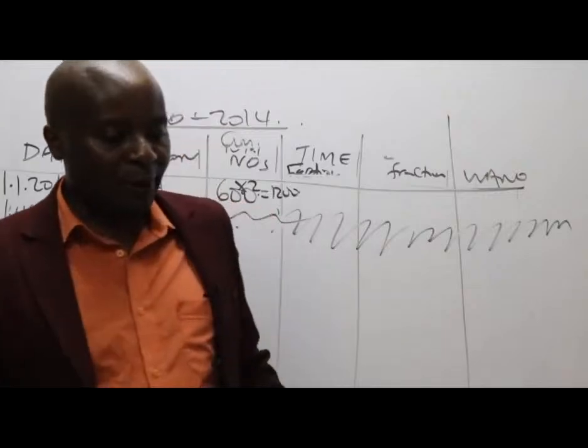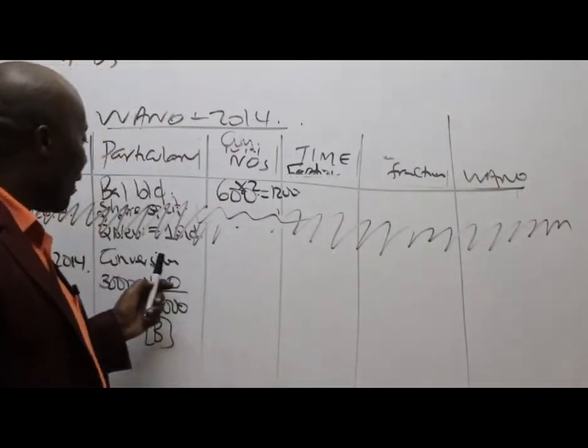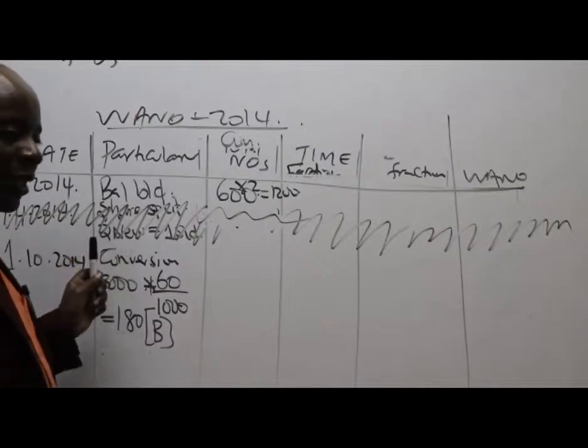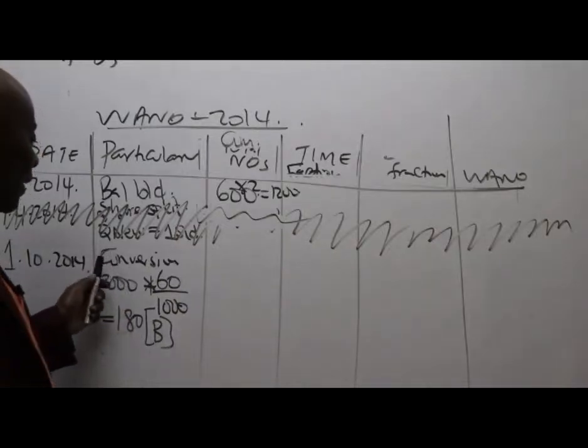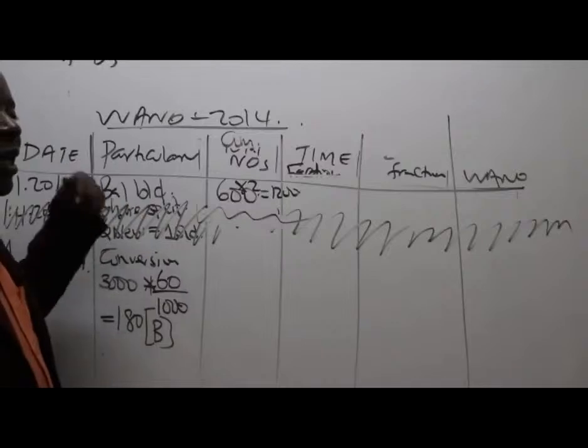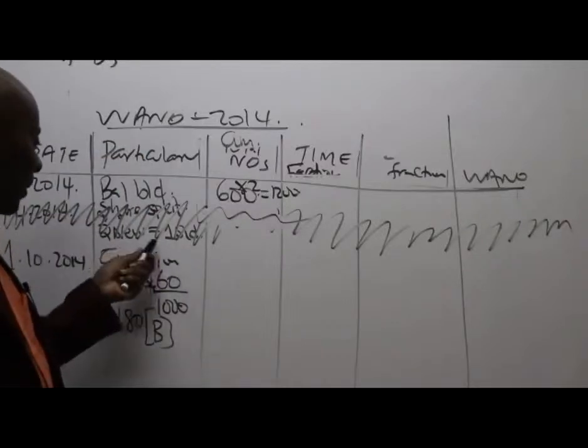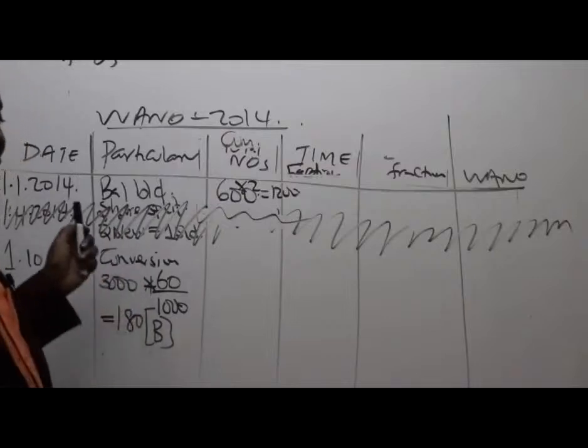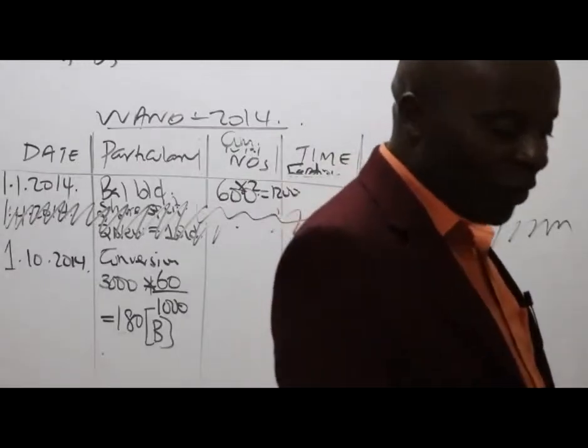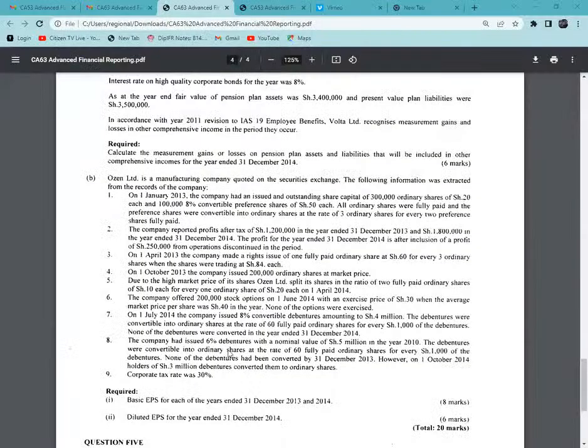Ladies and gentlemen, remember we must keep on using B and A, especially when there is a share split. So I've used B because this particular instrument you're converting here was issued way longer before this split happened. Remember, this split happened in the year 2014, but the debentures that we are converting there were issued long ago. The company had issued 6% debentures with a nominal value of 5 million in the year 2010. The debentures were convertible into ordinary shares at the rate of 60 fully paid ordinary shares for every 1,000 of the debentures. None of the debentures had been converted by 31st December. However, on 1st October 2014, holders of these 3 million debentures converted them to ordinary shares.